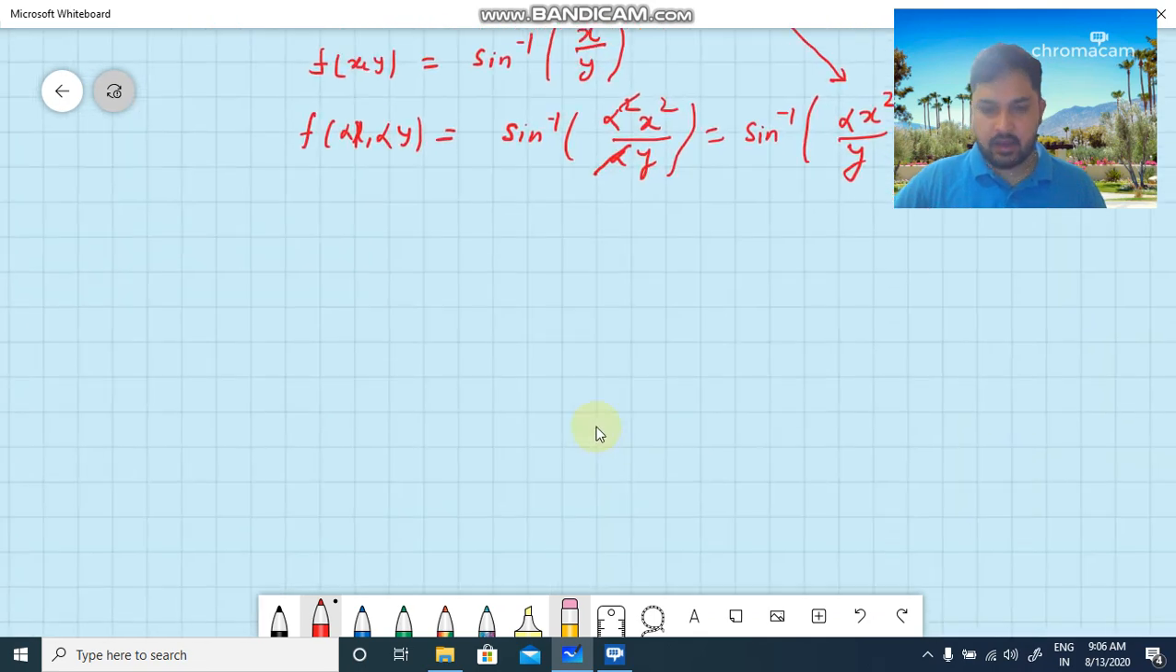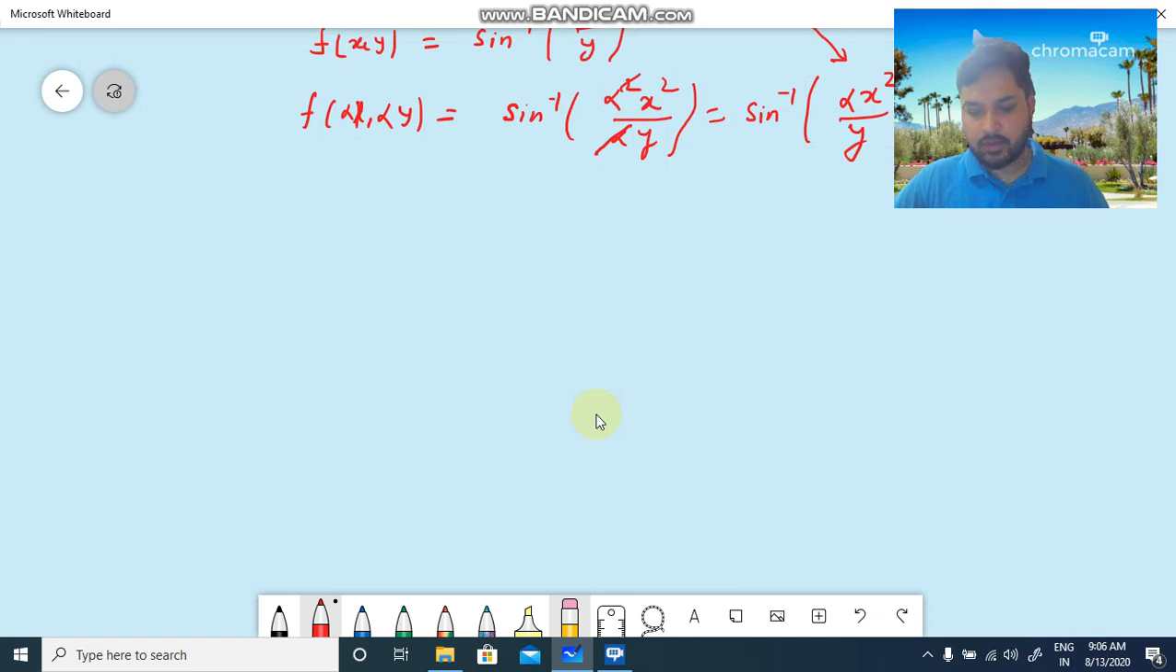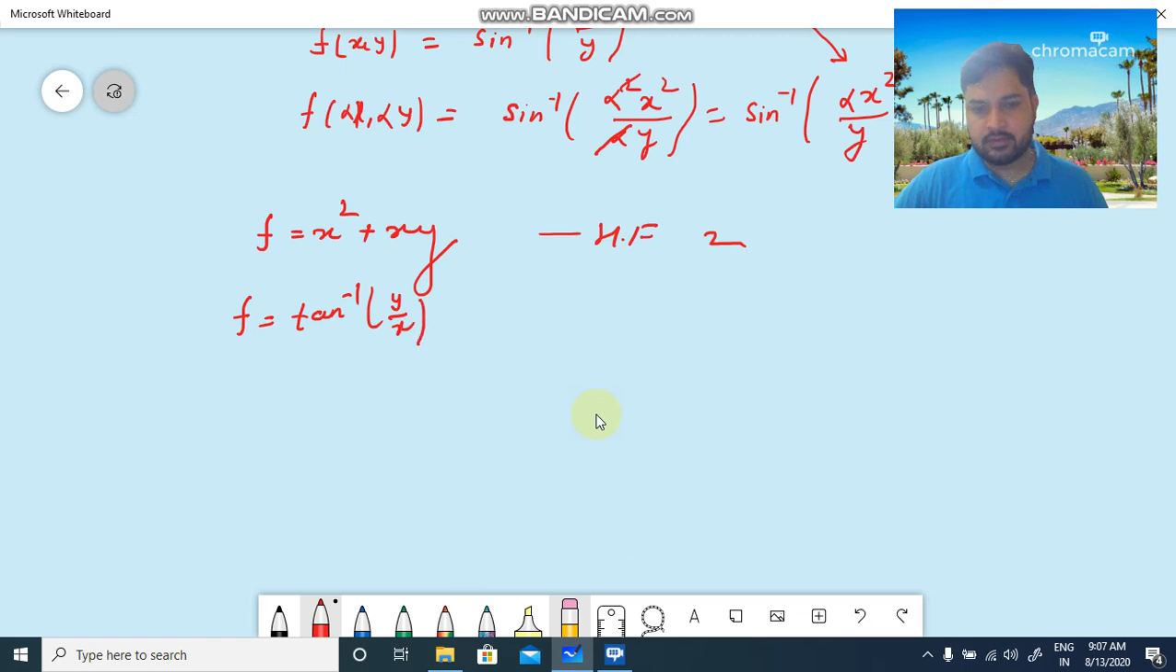Here I will give some more examples, like f equal to x square plus xy. If we put αx in place of x and αy in place of y, you can see this is a homogeneous function of degree 2. Similarly, if we take f equal to tan inverse of y upon x, this is also a homogeneous function of degree 0.